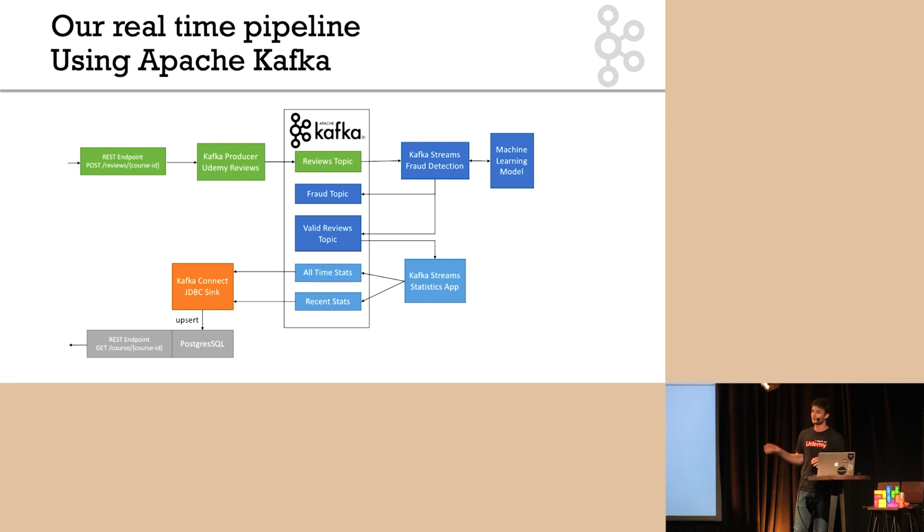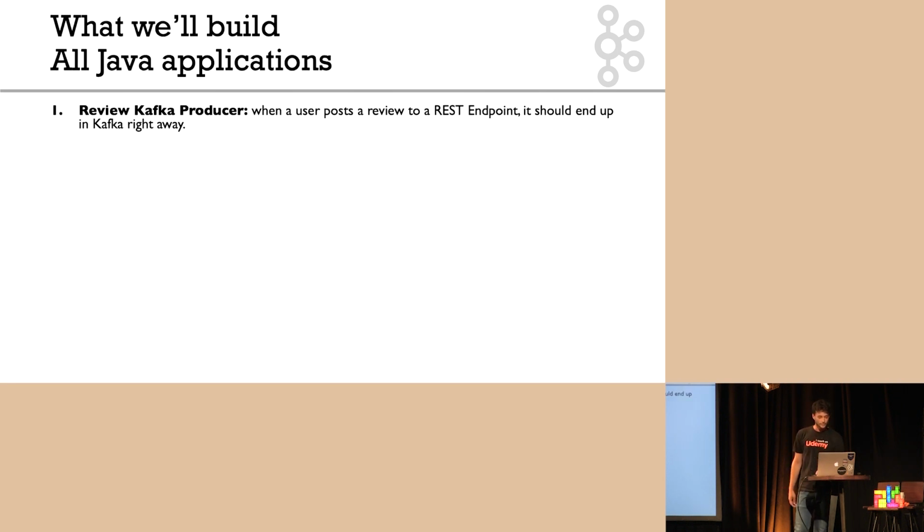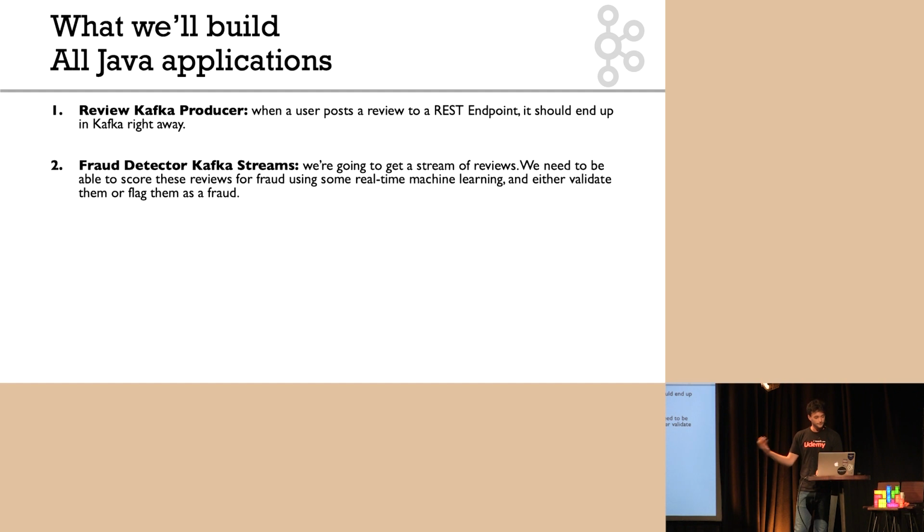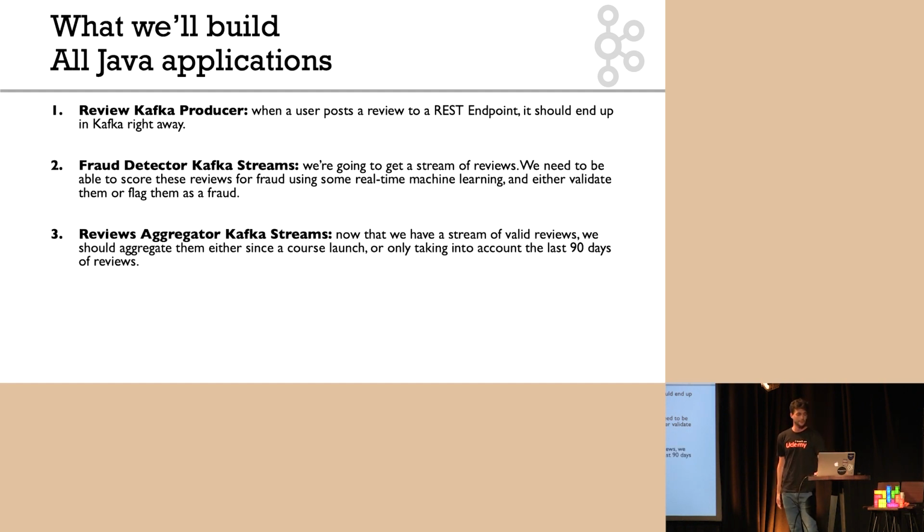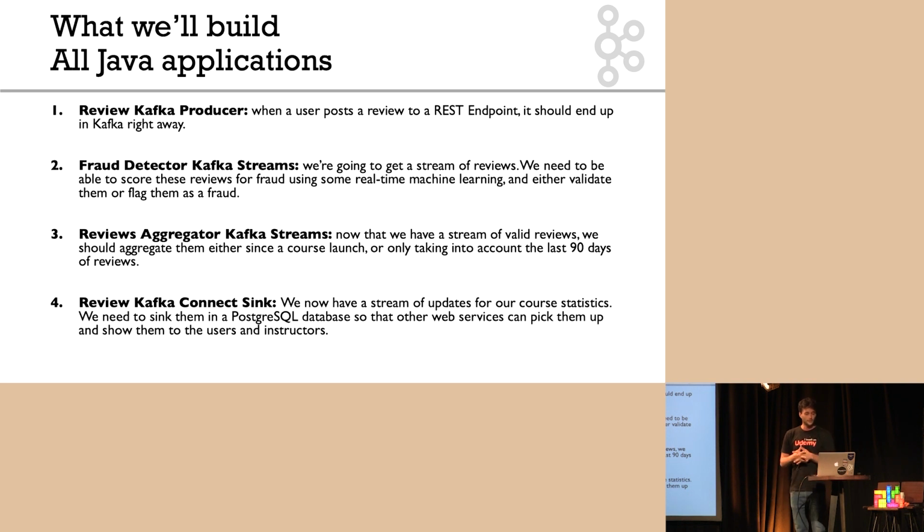OK, so we're going to go over all these blocks one by one. So we'll see the Kafka Producer. We'll see the fraud detection Kafka Streams application. We'll see the review aggregators Kafka Streams application, and finally, the Kafka Connect Sink. Now, obviously, we don't have the time to look at the code for all of those, but I'll try to keep it as high level as possible and at least elevate you to the idea that these are possible.